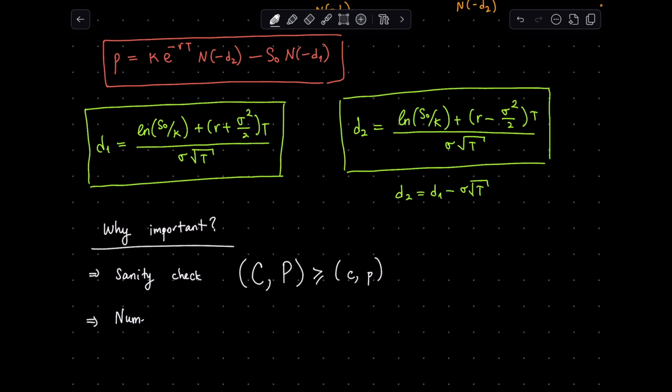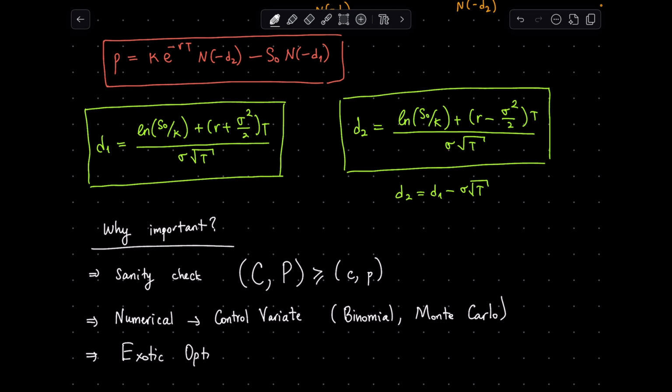Also, if we are calculating American options numerically, the exact solutions to the European options provide us a control variate. So for example, when using binomial trees, the control variate can reduce the bias due to the coarse mesh of the time. It also helps if we're simulating it using Monte Carlo by reducing the sample variance. Finally, the analytical solutions for the European options also help us with the pricing of exotic options.